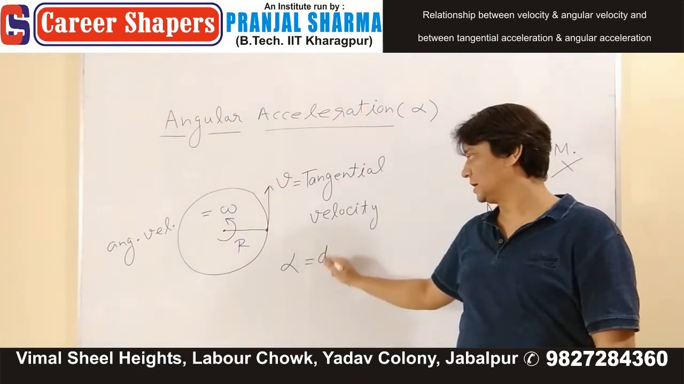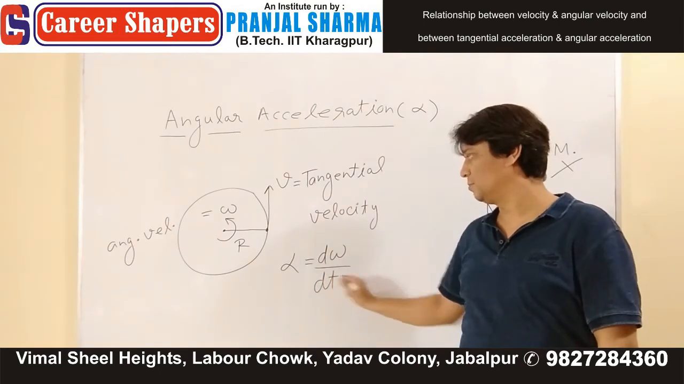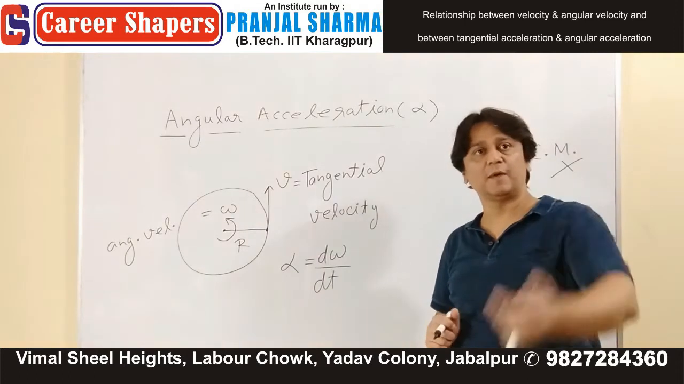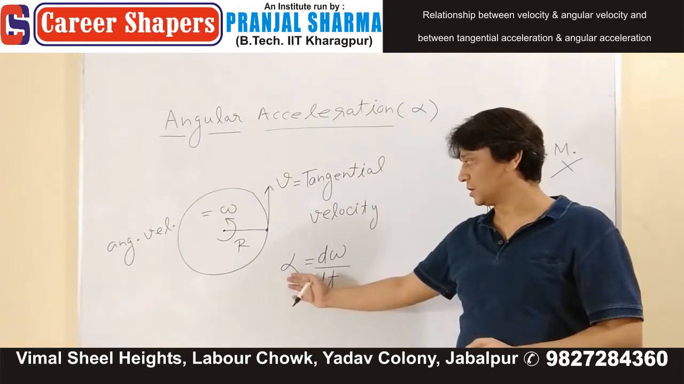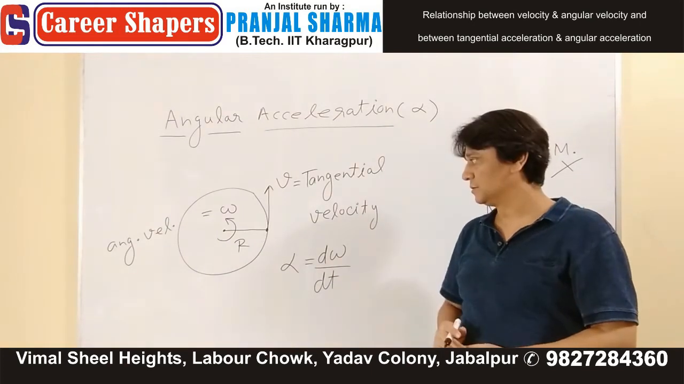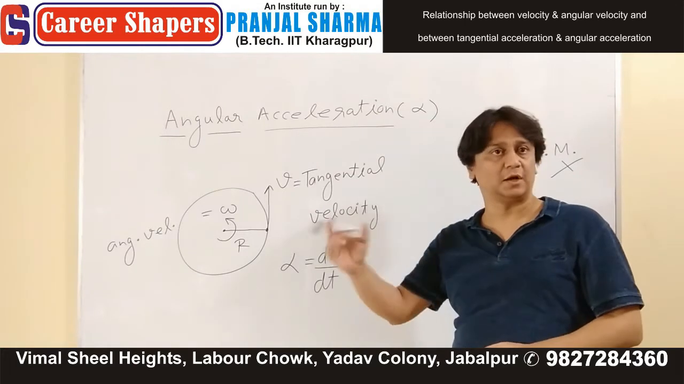So what is alpha? Alpha is d omega by dt. What is acceleration? dv by dt. So what is angular acceleration? Rate of change of angular velocity. We are going along the same line, only the angular term has been added.